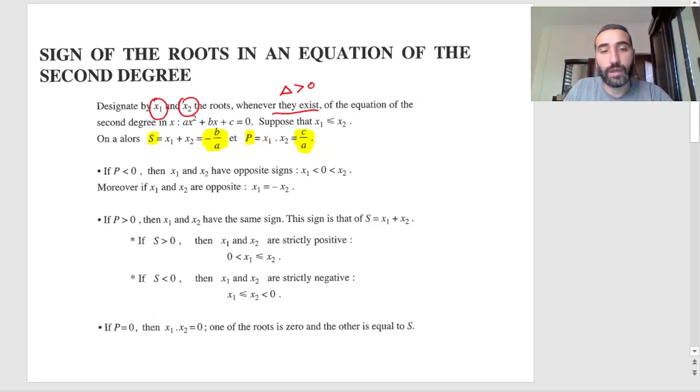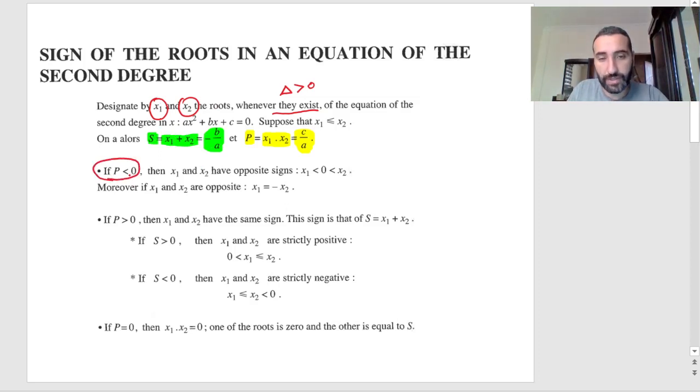We know that the product is x1 times x2 and the sum is x1 plus x2, which is minus b over a. We should remember them well before we start the lesson. Now, if the roots exist and if the product is negative.